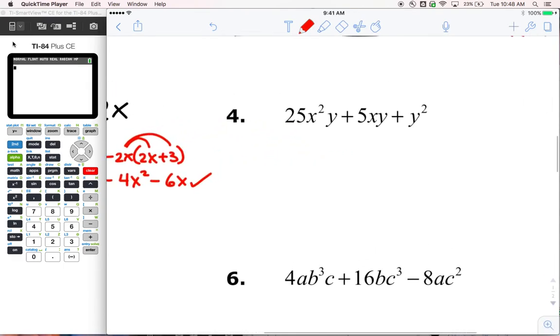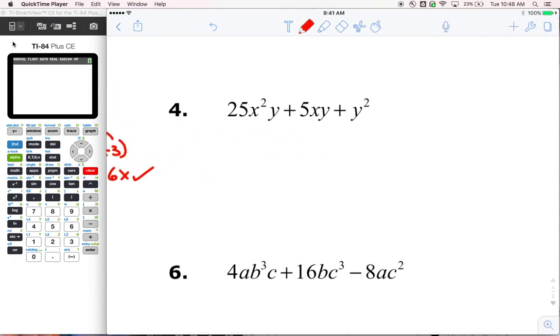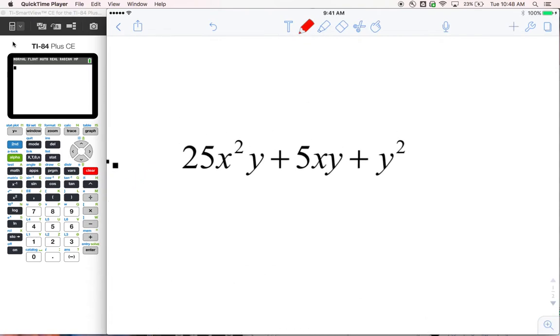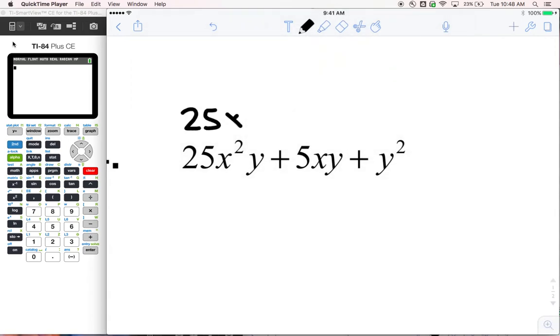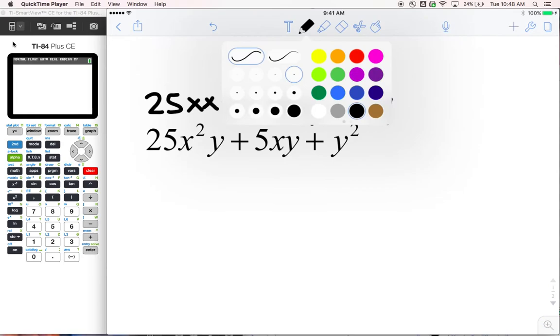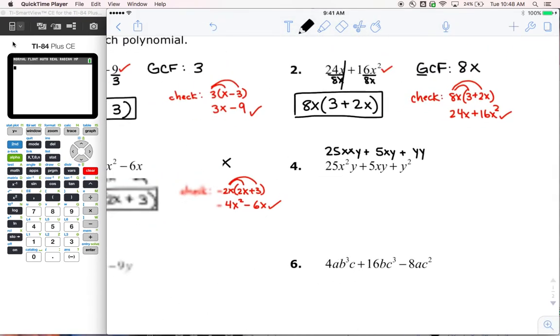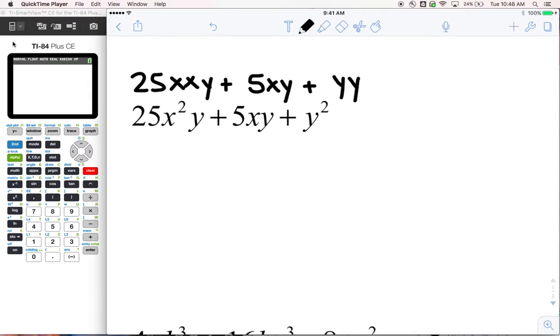All right, problem 4. This one has 3 terms, not 1, but 3 terms. I'm going to do myself a little favor, and I'm going to write this out with all my variables. So I'm going to say 25xxy, 5xy plus y times y. Okay, so if I am looking for my GCF, let's see here, the greatest common factor.